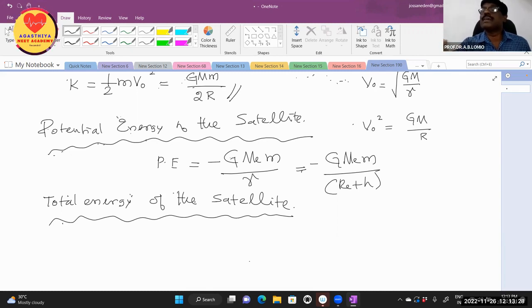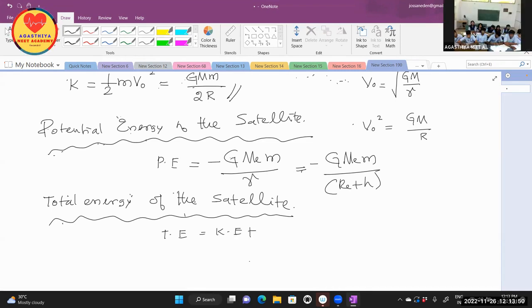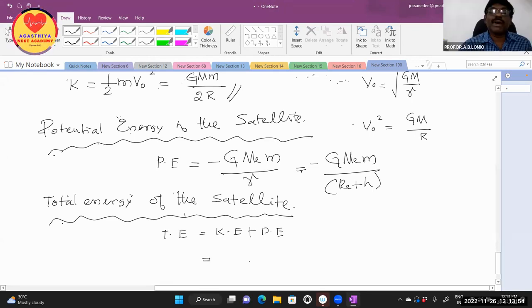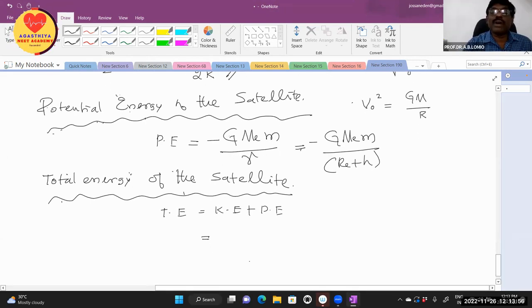The kinetic energy is due to the rotation of the satellite around the Earth. That is due to the motion. Potential energy is due to the position of the satellite from the Earth's surface. Therefore, the total energy of the satellite is the summation of kinetic energy plus potential energy. So, to get the formula, you have to add the above two formulas.